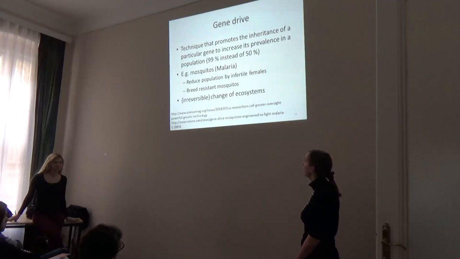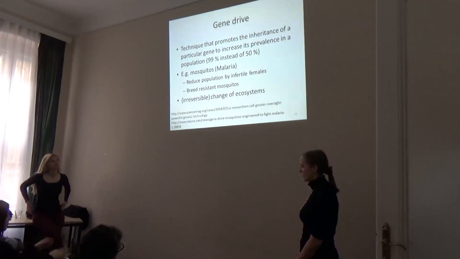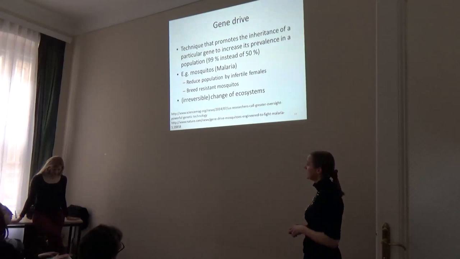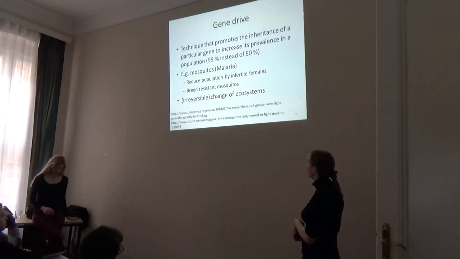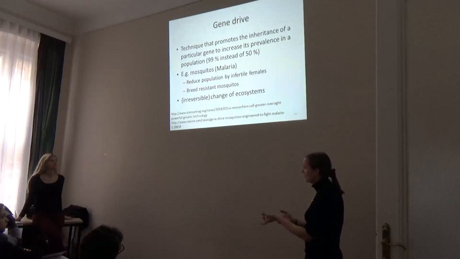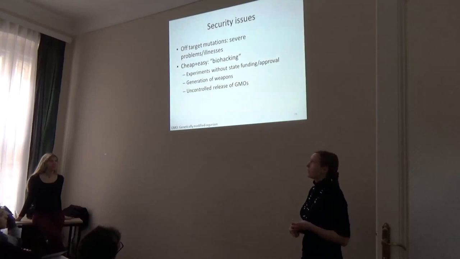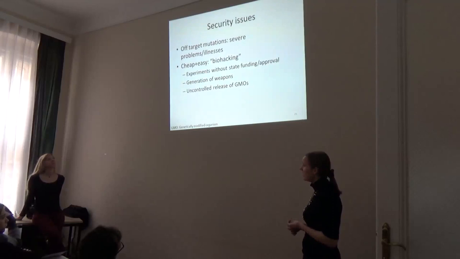One approach for this is mosquitoes. Because they transmit malaria, lots of people are working on how to reduce this, and there are different approaches. For example, you could reduce the population by producing infertile females, or you could breed mosquitoes that are resistant to the parasite, on the mosquitoes that actually transmit the malaria. We can see that this would lead to an irreversible change of the ecosystem, which is definitely among the severe security issues that we have with CRISPR-Cas.